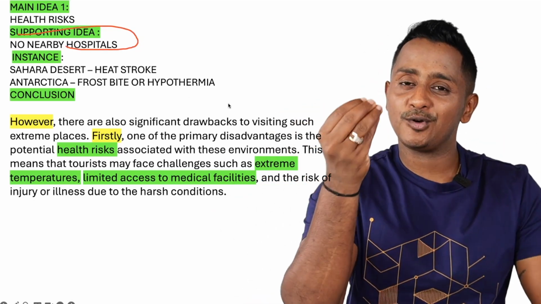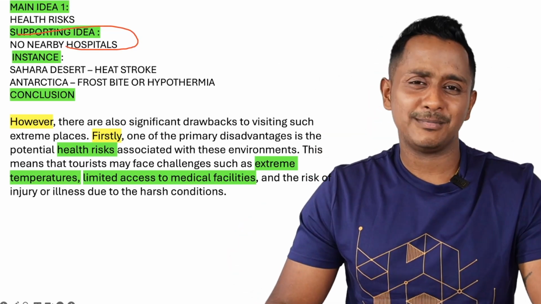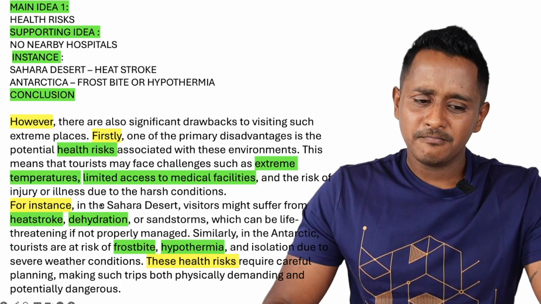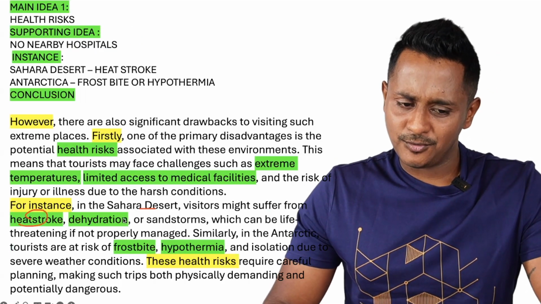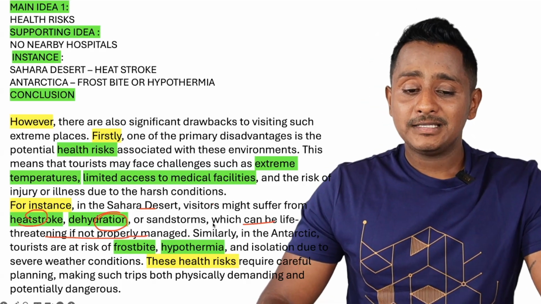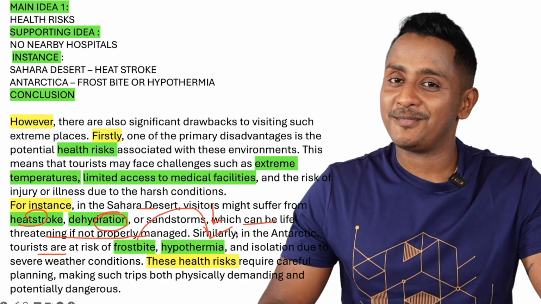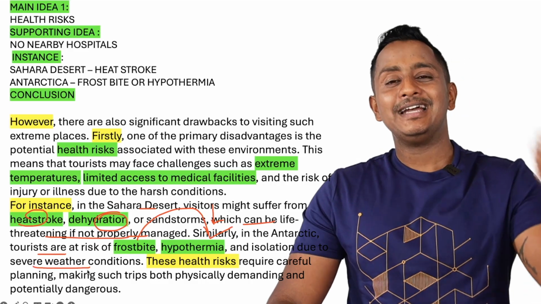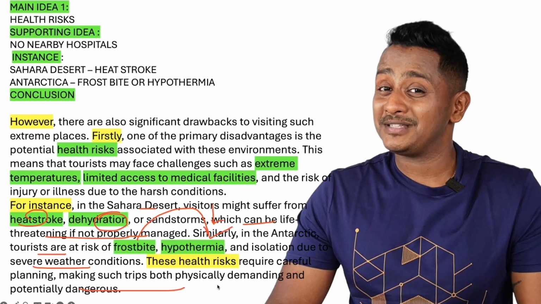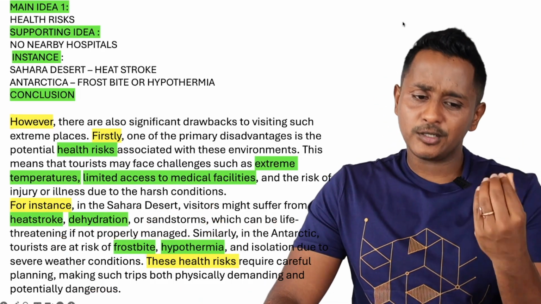You cannot just say there are no nearby hospitals. Write a little more. That's called the art of paraphrasing. You gotta paraphrase on similar lines. So for the example, remember, never write the example in one sentence. In the Sahara Desert, visitors might suffer from heat stroke, dehydration, which can be life-threatening if not properly managed. Similarly, in the Antarctic, tourists are at risk of frostbite, hypothermia, and isolation due to severe weather conditions. These health risks require careful planning, making such trips both physically demanding or taxing and potentially dangerous. The last line is the conclusion.